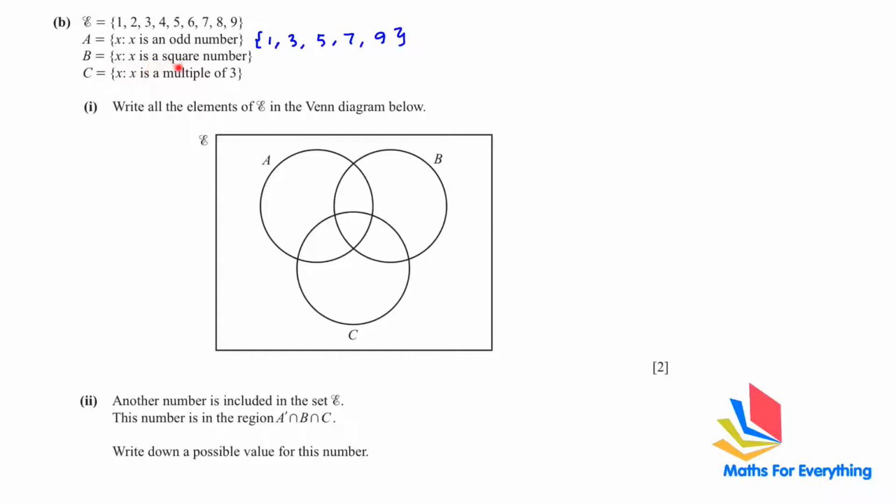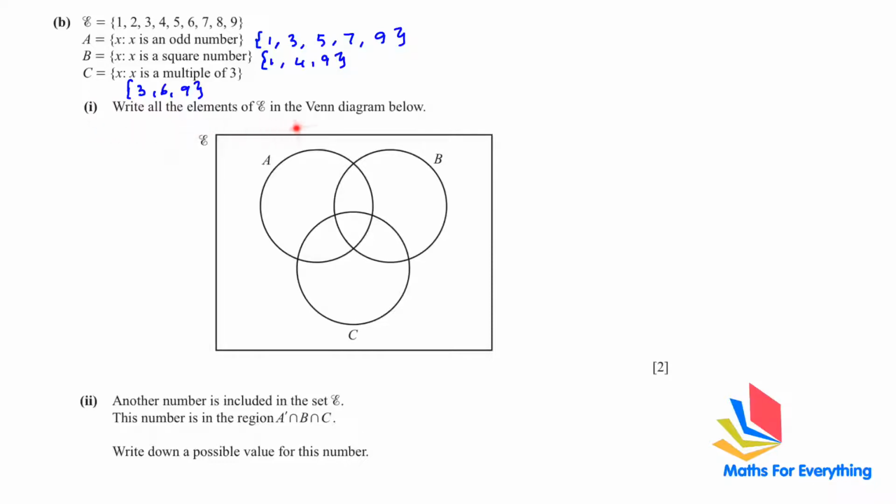Set B, x is such that x is a square number. The square numbers are when you multiply the number by itself. So 1 multiplied by 1 is 1. That's a square number. Then 2 multiplied by 2, 4 is a square number. And 3 multiplied by 3, 9 is a square number. Set C, x is such that x is a multiple of 3. Multiple of 3 means it is in 3 times table. So 3 times 1, 3. 3 times 2, 6. And 3 times 3, 9. These are the multiples of 3.